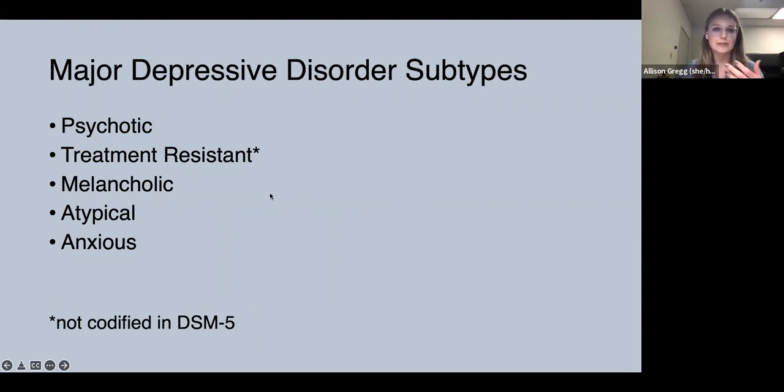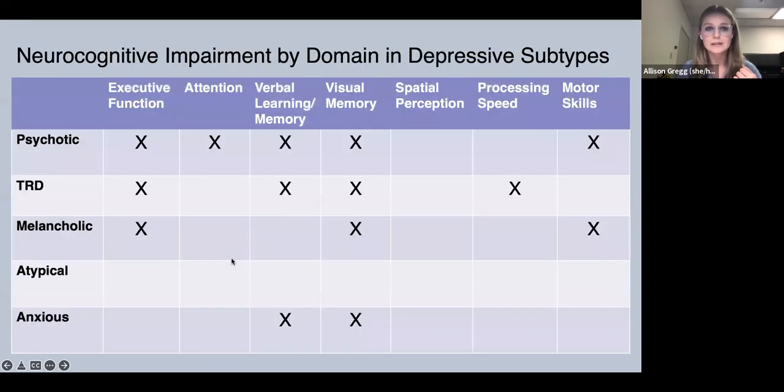Noting as well that treatment resistant, while not formally codified in the DSM, there is ample evidence to suggest it as a kind of distinct subtype in this way. We talked through the different neurocognitive impairment as well of these subtypes, kind of highlighting just how much they do differentially impact neurocognitive functioning. Psychotic depression, again, really closely mirrored that of schizophrenia and its neurocognitive profile.